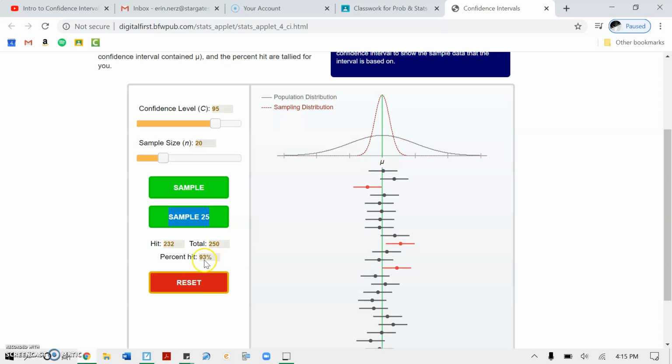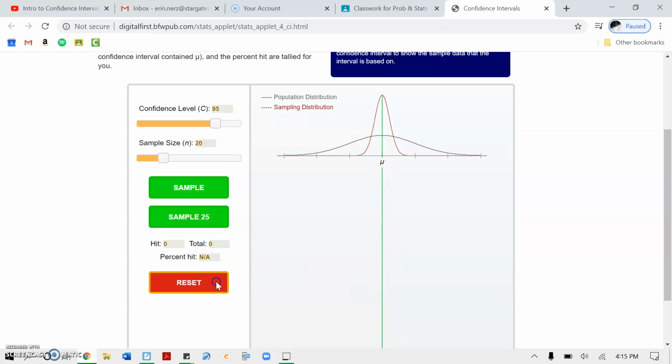Notice how it says 93% of those 250 samples have properly estimated the mean, okay? So I just keep hitting it over and over and over again. Notice how the more I hit it, it actually starts getting closer to 95. And then there we go. We eventually got up to 95%. So look at these lines, just observe, take a look at the picture.